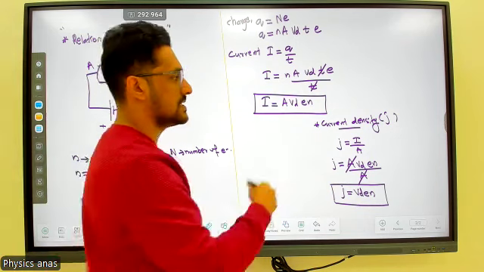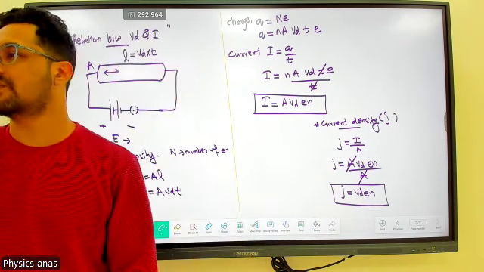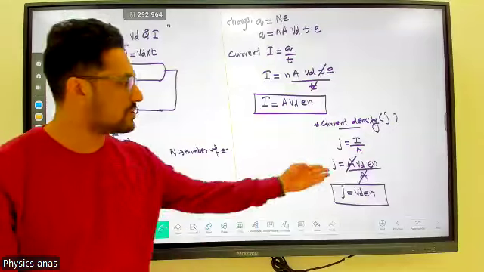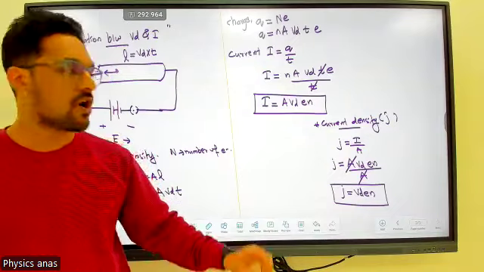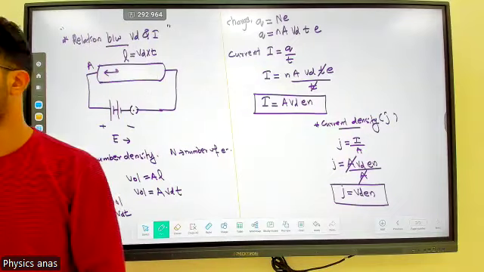What is current density J? J is current per unit area, I by A. So you can use n A e v_d divided by A. A and A cancel, and n e v_d, that's J.